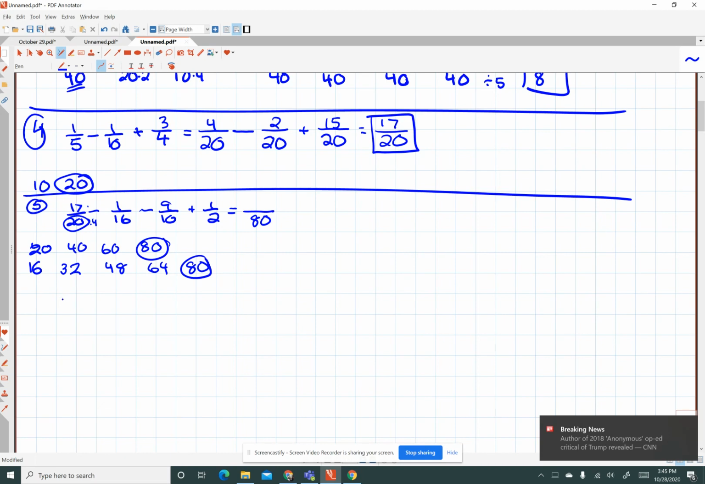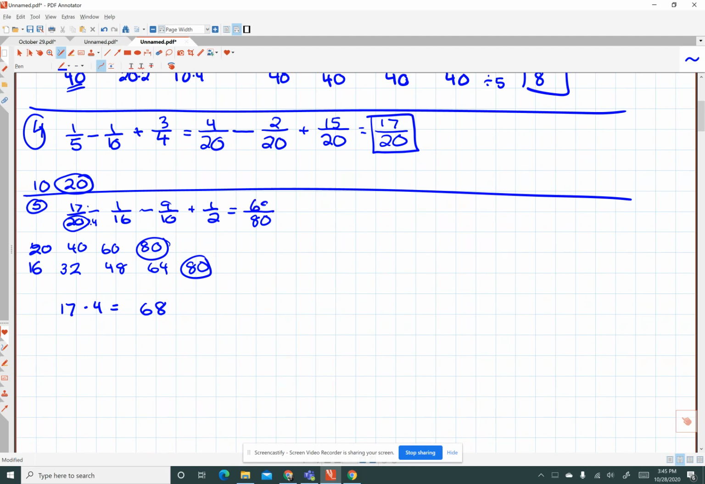So 20 times 4 is 80, and 17 times 4 is 68. 7, 14, 21, 28, 68/80. Okay, minus or plus 1/16. So we need 80ths. So 16 times 1, 2, 3, 4, 5. And 1 times 5 is 5.